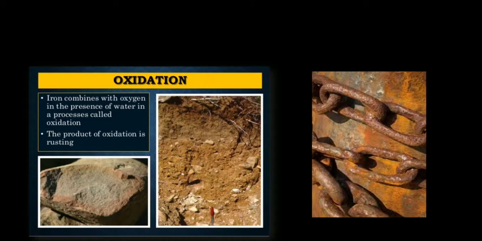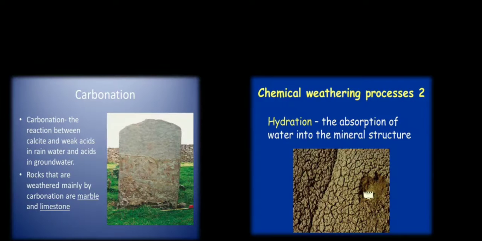Oxidation, what happens? The atmospheric oxygen in the presence of moisture enters into a chemical union with the minerals, especially those with iron content. So it causes the rusting of the iron, which leads to decay and decomposition. You can see that the color of the iron also changes to red and brown after oxidation.